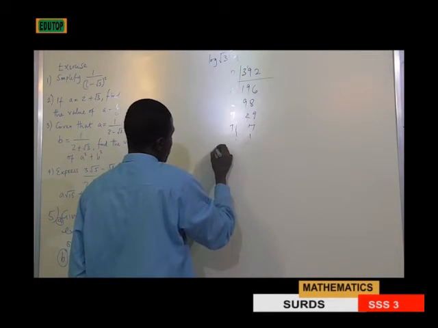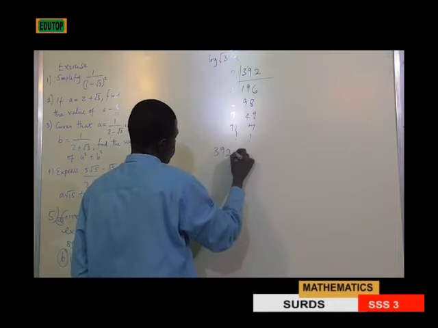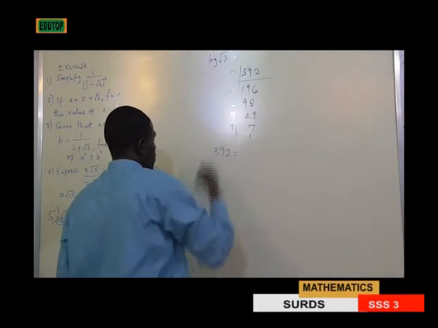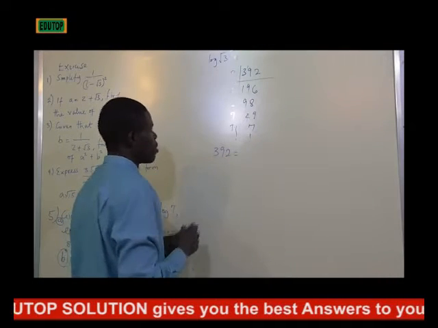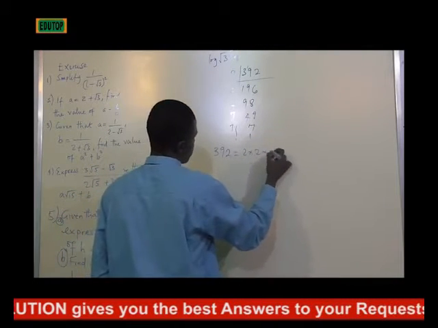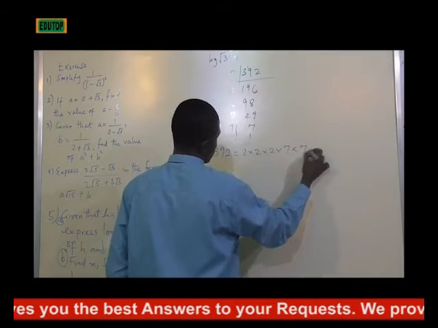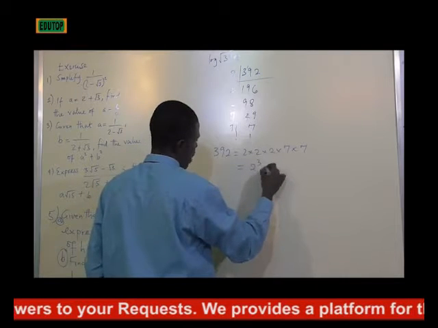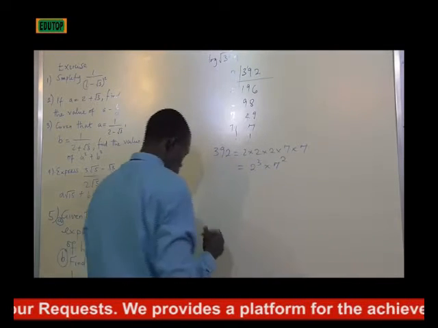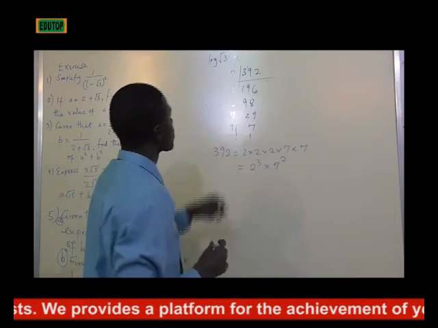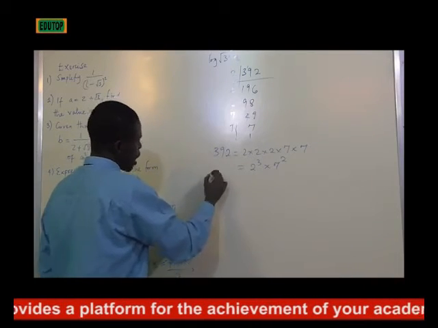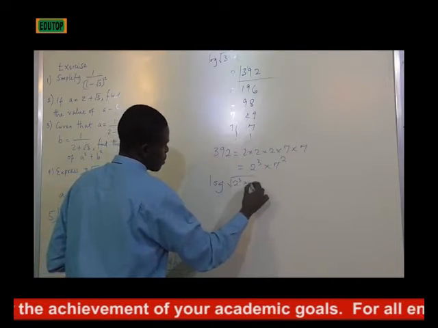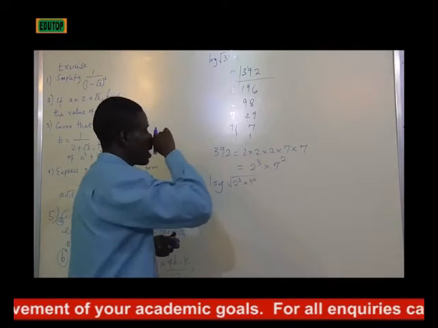So automatically, if you have to express 392 as a product of its prime factors, because all these numbers are prime numbers, we have 2 times 2 times 2 times 7 times 7. If we are to express it in index form, it will be 2 raised to power 3 times 7 raised to power 2. So we've been able to reduce this 392. Then we can go back and say log root of 2 raised to power 3 times 7 raised to power 2.